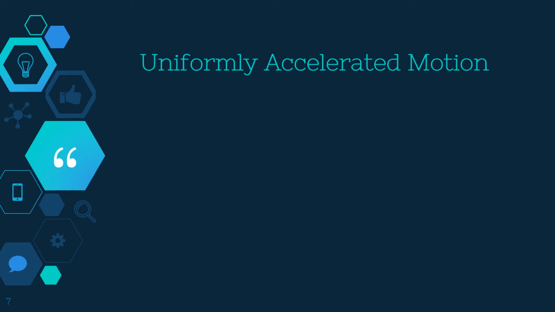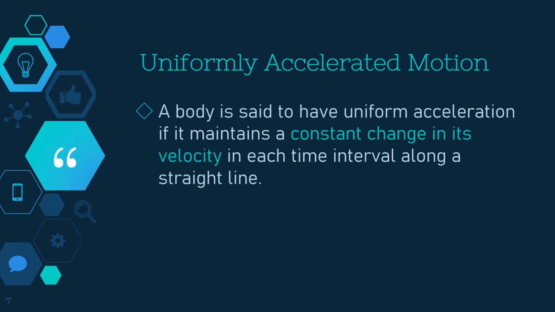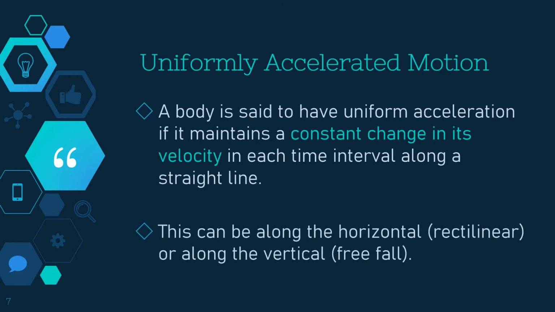Now, how about the concept of uniformly accelerated motion? A body is said to have uniform acceleration if it maintains a constant change in its velocity. Remember the definition of acceleration, that is a change in velocity per unit time in each time interval along a straight line. This can be along the horizontal, which pertains to rectilinear motion, or along the vertical, which is known as free fall.